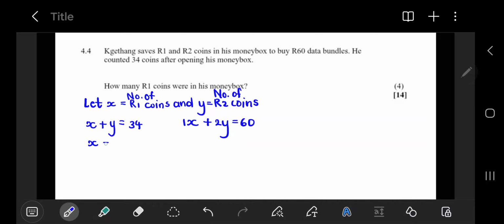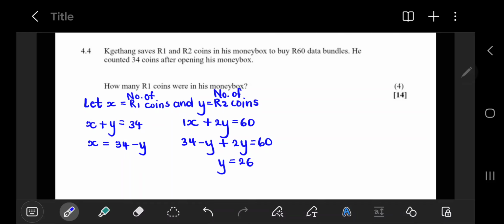Now I'm going to start off with the first equation. I'll make x the subject. I'm going to take the y over to the right hand side. I've got x is equal to 34 minus y. At the moment I know what x is, so I'm going to substitute here. Since it's 1x, we can just look at it as being x. We have 34 minus y plus 2y is equal to 60. Gathering like terms. Minus y plus 2y is y. Taking the 34 over to the right hand side, it is going to subtract. So we get y as 26.